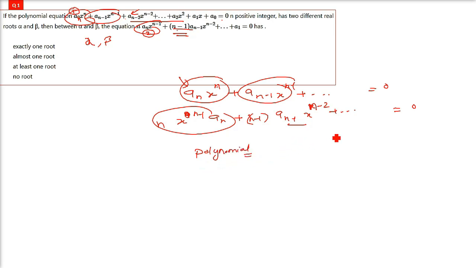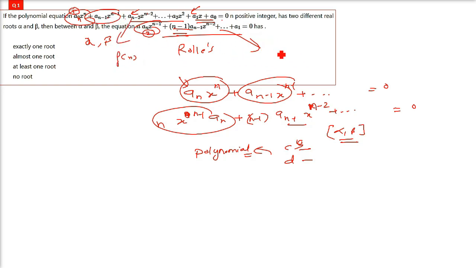The first equation, already given in the question, is a polynomial equation. A polynomial is continuous and also differentiable, and alpha and beta can be taken as the domain endpoints. So in Rolle's theorem, what do we know? We need continuity, we need differentiability, and after you judge that continuity and differentiability are okay, then f(alpha) and f(beta) are both 0 because alpha and beta are the roots. But when we put f'(x) equals 0, that x is c.